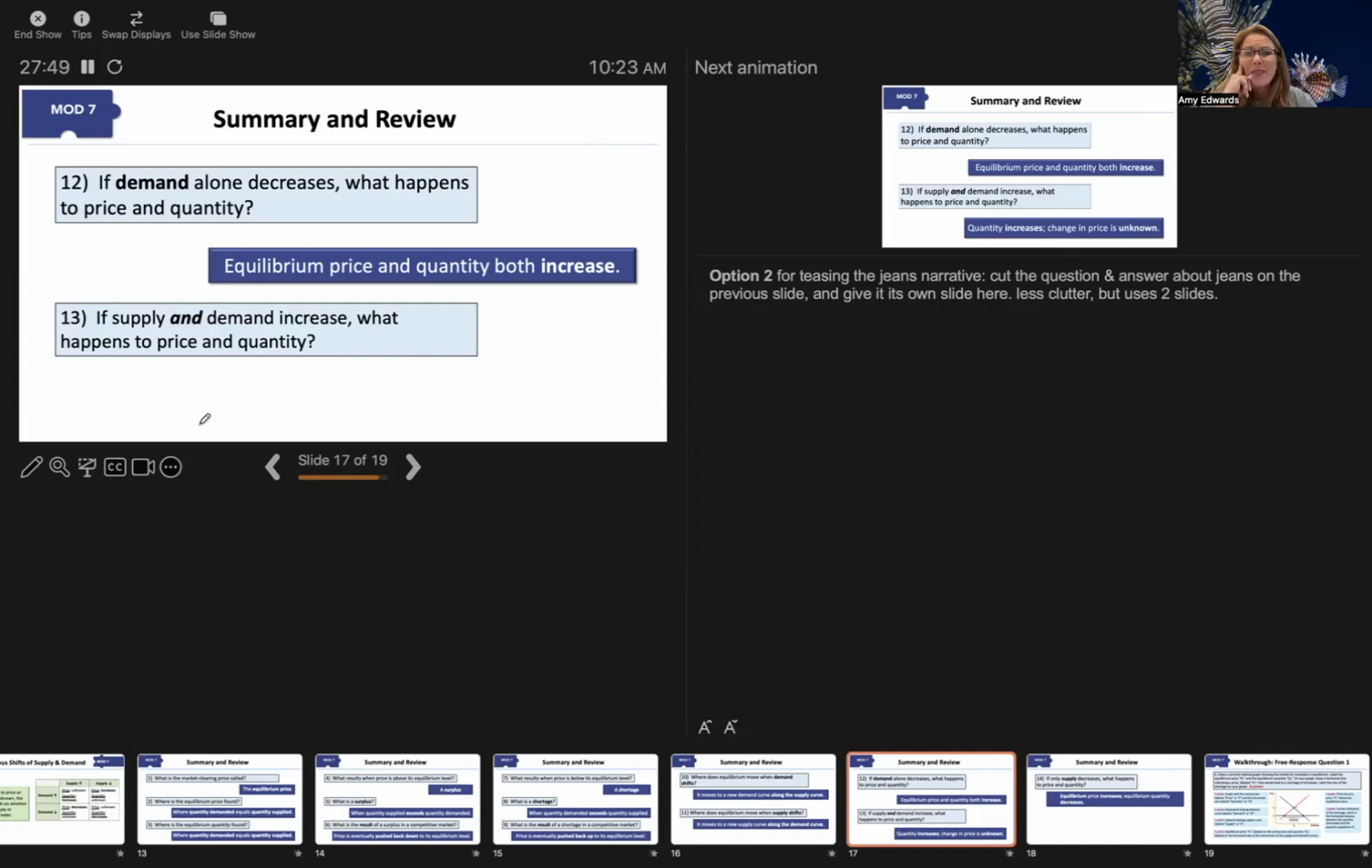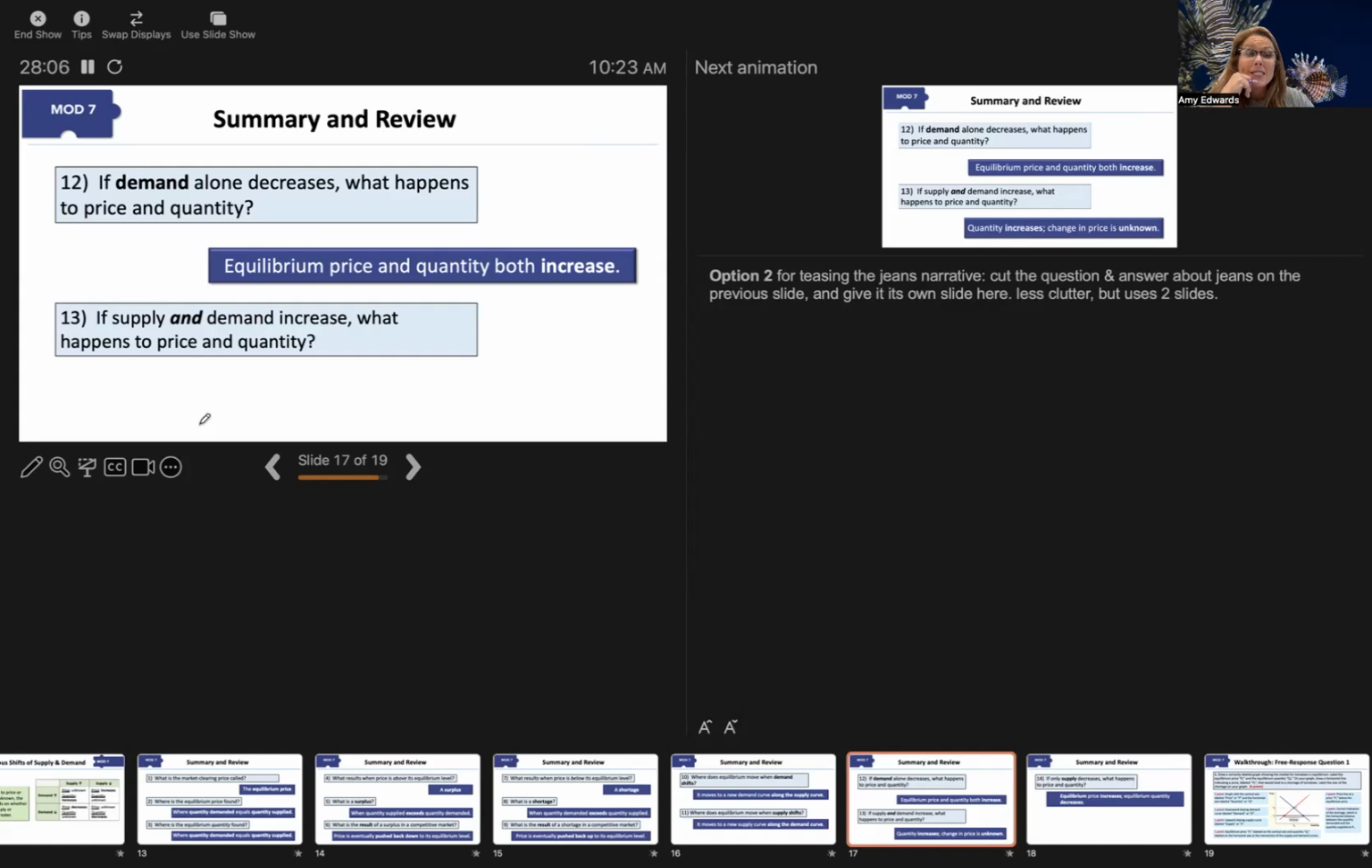I need to look up that one. That one doesn't look right. Because if demand alone decreases and supply stays the same, when I'm doing my shift, I've got equilibrium price down and quantity is down. So I think that should be a decrease there, not an increase.